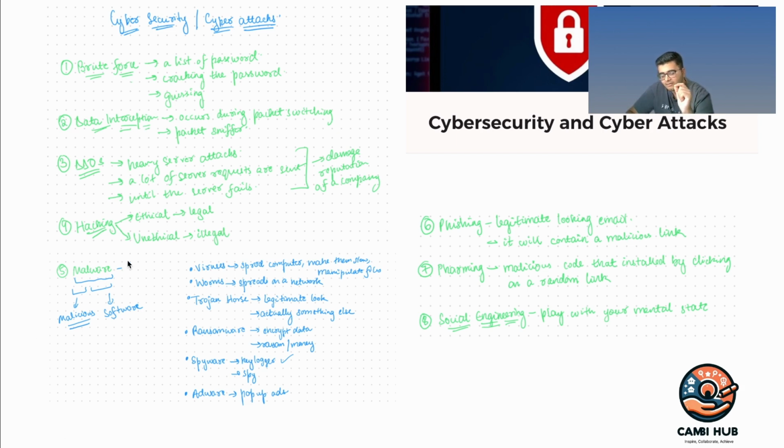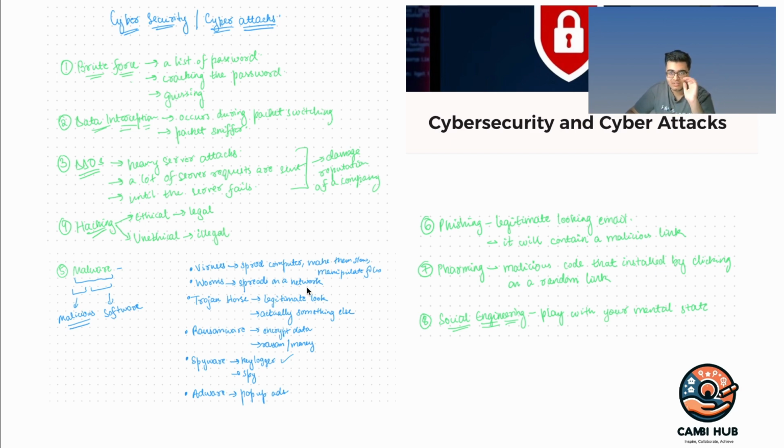Now, malware is made up of two words: malicious software. Any software that is not needed, that enters your system and then does its work, is called malicious software. The first kind of malicious software is a virus. A virus spreads in your computer, manipulates and changes your files, runs in the background and makes your system slow. A worm is also a kind of virus, but worms spread on a network. They spread on the whole network.